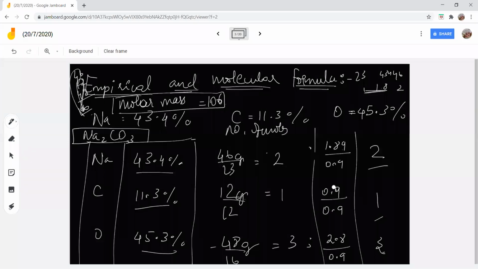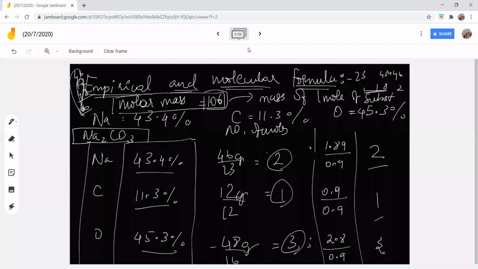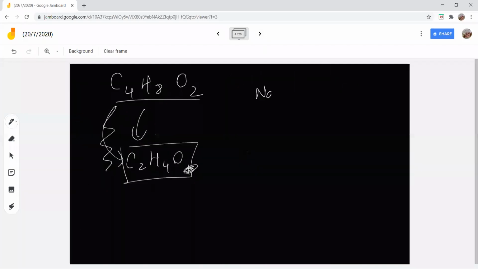So here I'm getting the number of moles present in 1 mole of the substance. How many moles of compound will be in 106 grams? I said molar mass. What is molar mass? Mass of 1 mole of a substance is molar mass. Here it is 106 grams. In 1 mole, I'm having 2 moles of sodium, 1 mole of oxygen and 3 moles of carbon. So it directly gives me the molecular formula of the compound.